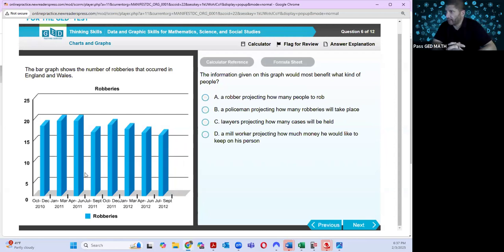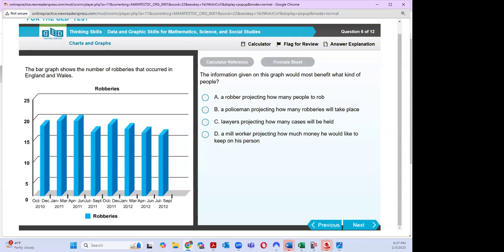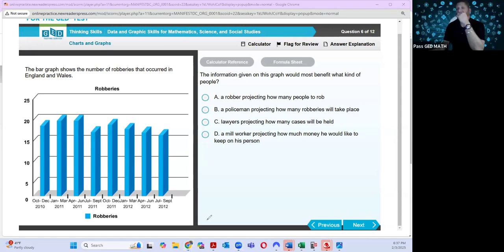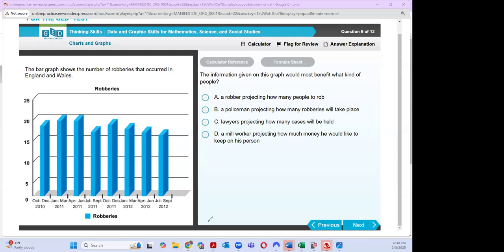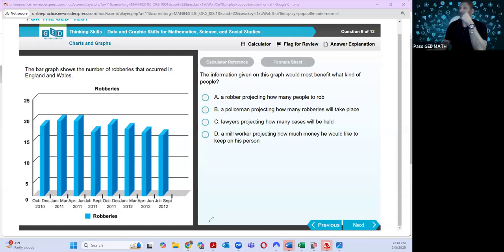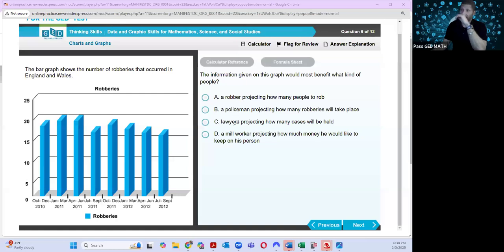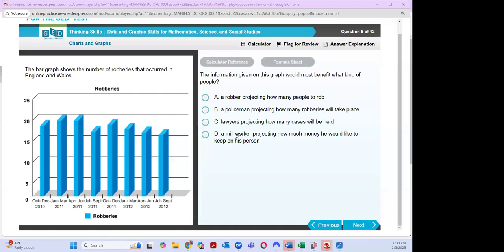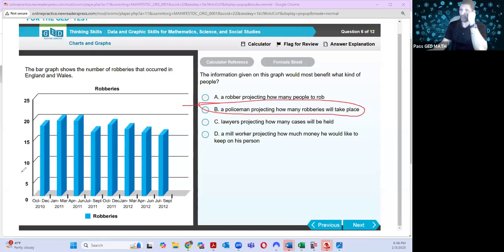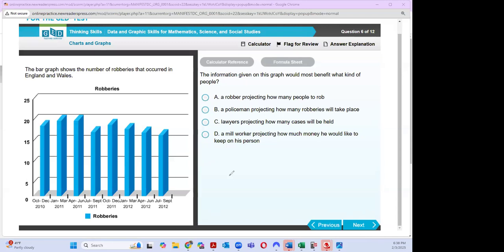This information given on this graph would most benefit what kind of people? A robber projecting how many people to rob, a policeman projecting how many robberies will take place, lawyers projecting how many cases will be held, a mill worker projecting how much money he would like to keep on his person. Who is this information important to? They're talking about the robbery. So it's important to whom? A robber, a policeman, a lawyer, or a mill worker? A policeman. That's simple. It's not hard at all. Common sense.